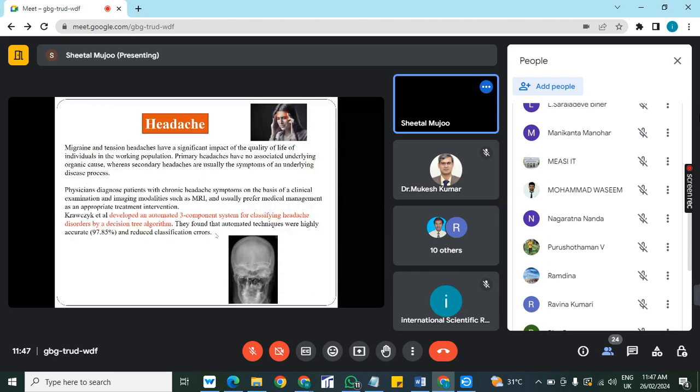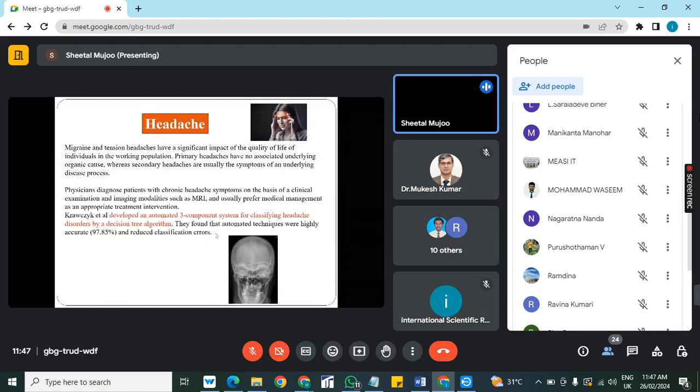Then comes headache. We have primary headaches and secondary headaches, and we know that headache, whether it is migraine or tension headache, has a significant impact on the quality of life of an individual, right? Primary headaches have no associated underlying organic cause. But when we talk about secondary headaches, there is an underlying disease process because of which the patients may have the headache.